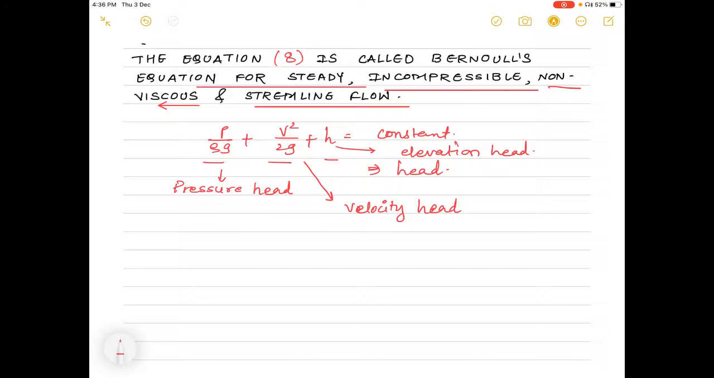In this way we can derive Bernoulli's equation, or Bernoulli's principle. Now in the next lecture we are going to study certain applications of Bernoulli's principle. Thank you.